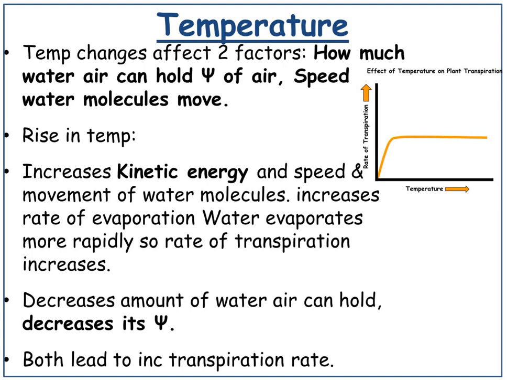Next one is temperature. Temperature changes affect two factors. They affect how much water the air can hold, and therefore the water potential of the air, and also the speed that the water molecules move. As you increase the temperature, it increases the kinetic energy and speed and movement of the water molecules, which increases the rate of evaporation. So water evaporates more rapidly, so the rate of transpiration increases. Another thing, as you increase the temperature, you decrease the amount of water that the air can hold, so it decreases its water potential. So both of these factors lead to an increased rate of transpiration.